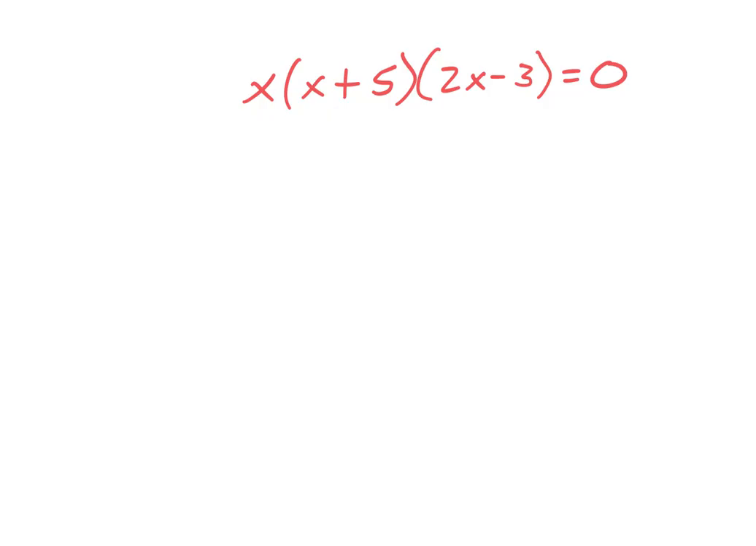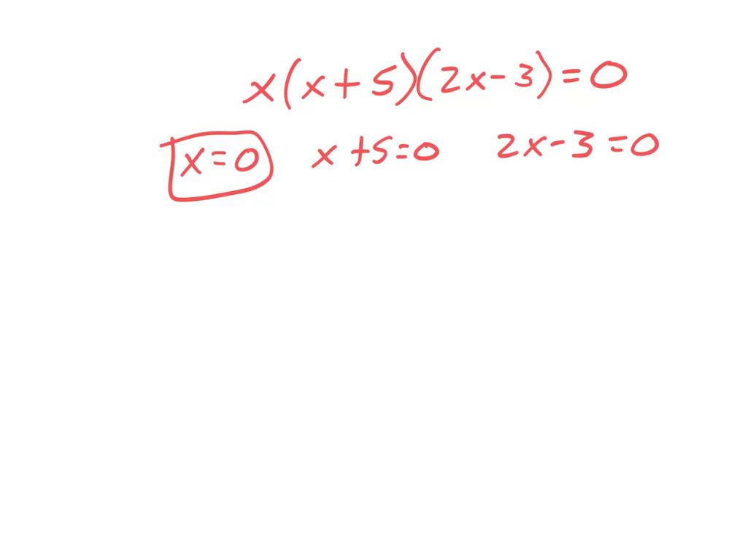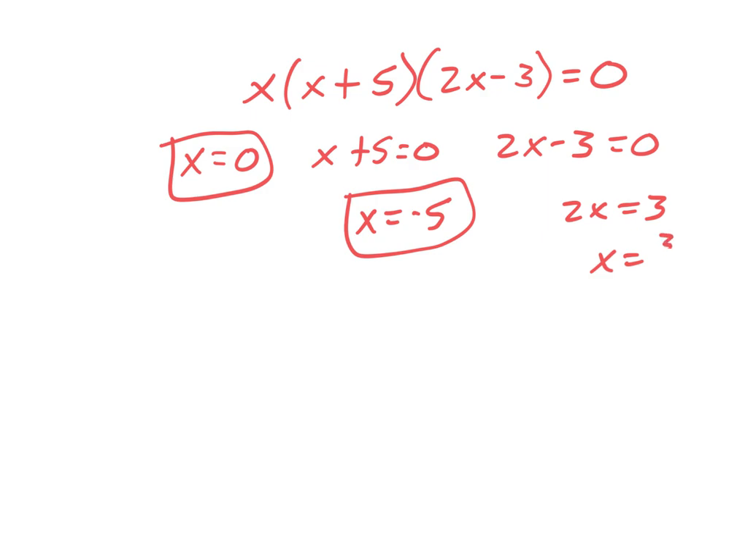Now when we solve it, we're going to set all 3 equal to 0. The only difference here is that we would have 3 solutions rather than 2. This one's already solved, so that one's done. This one we subtract 5. This one we add 3 and divide by 2. And those would be the 3 solutions.